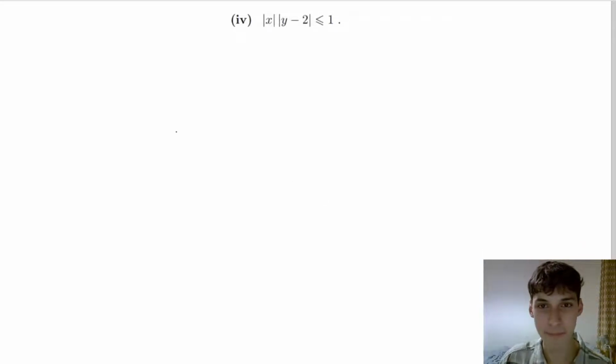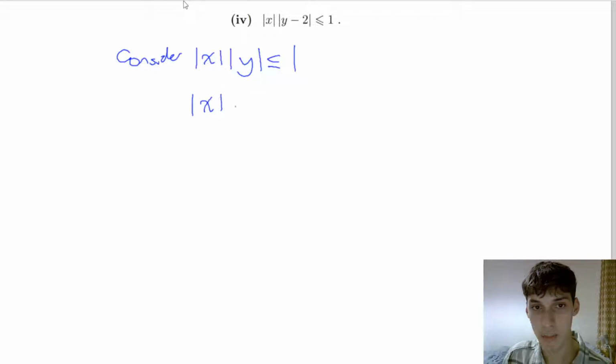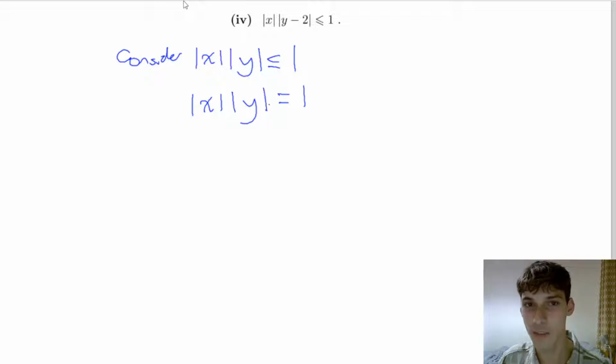And again, I think we'll just consider it exactly the same way we considered part III. We've got a multiplication instead of an addition or a subtraction, but I don't see any reason why our method wouldn't work, so let's keep trying. So let's first consider the untranslated one, where we've got the modulus of x times the modulus of y is less than or equal to 1. And then let's consider the boundary, so the modulus of x times the modulus of y is equal to 1. And now let's consider each of the 4 quadrants again.